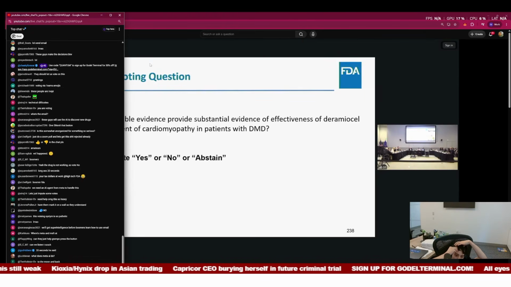I do want to emphasize this is not really an election, even though I know everybody's treating it with bated breath as if it is an election. It's not a winner or a loser. It's getting a sense of the committee.